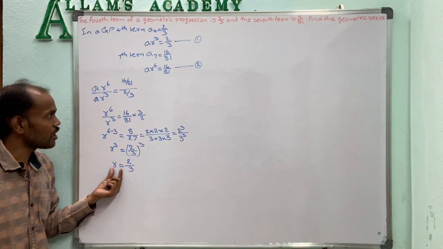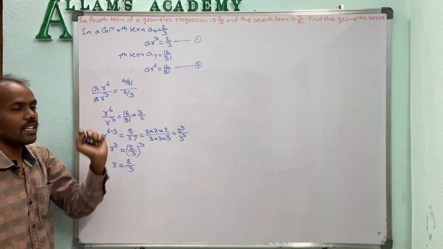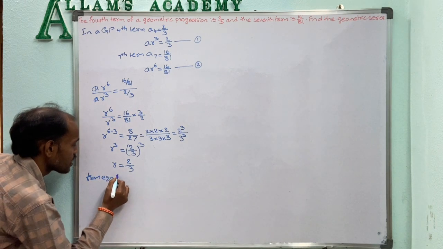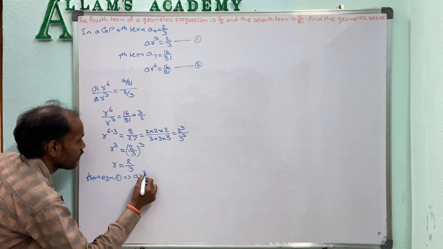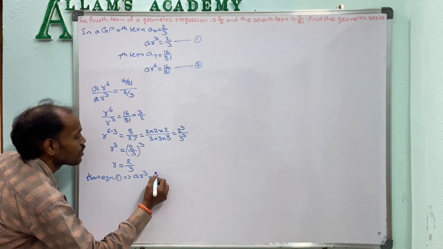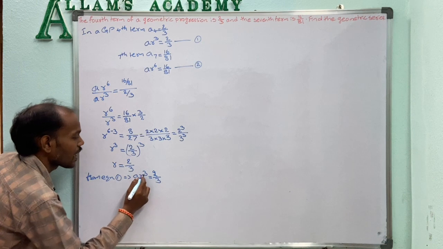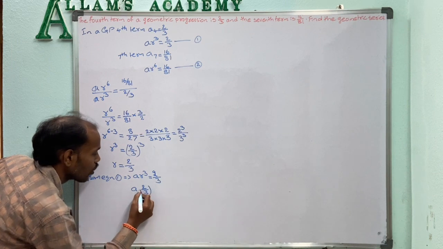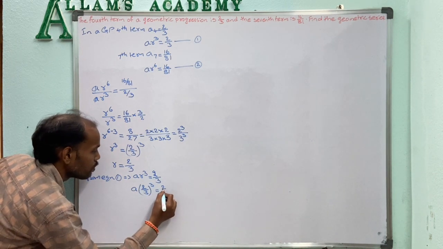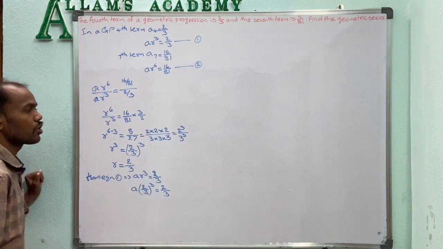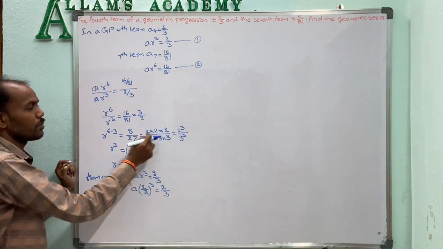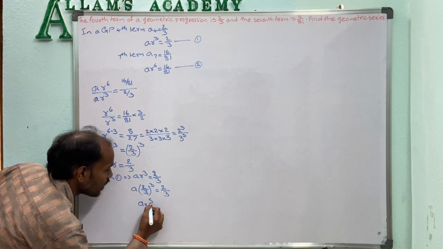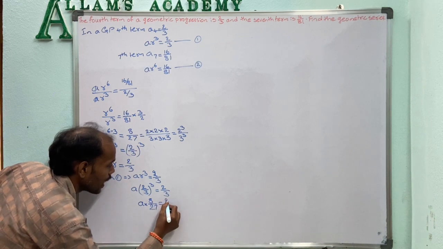Now substituting this common ratio r value in any one equation. If we substitute in the first equation, a r^3 = 2/3, and the common ratio r is 2/3, so a times (2/3)^3 is equal to 2/3. (2/3)^3 is 2^3 / 3^3, which is 8/27. Now a times 8/27 is equal to 2/3.